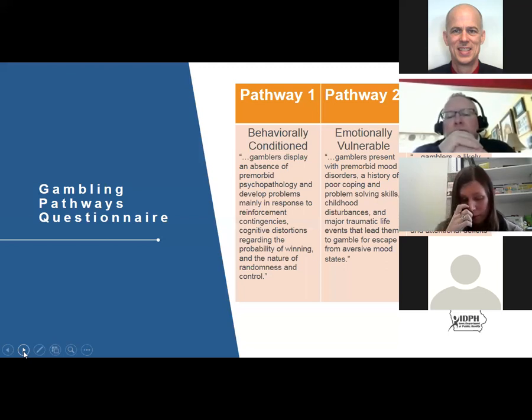So with pathway 2, in treatment, a lot of times they're in crisis, and so they want to talk a lot about how they're feeling, which is good, because they get a lot of benefit from that in the counseling department, and just trying to help them find better, healthier coping skills. And then the pathway 3s are antisocial impulsive gamblers.